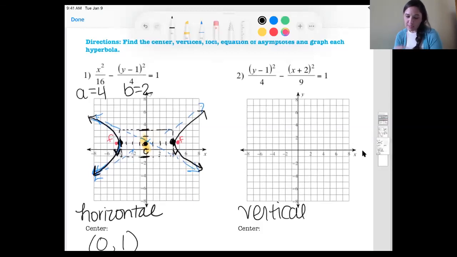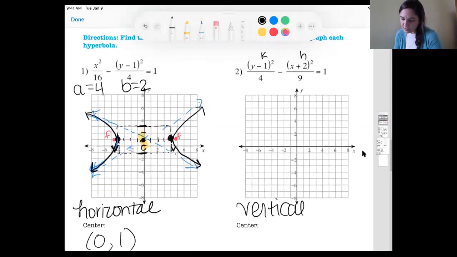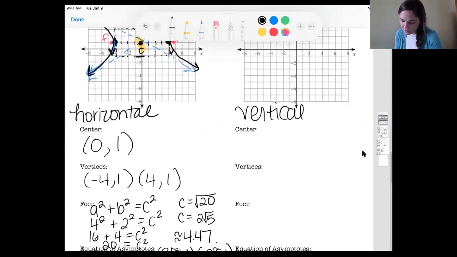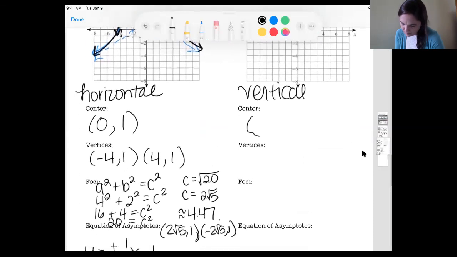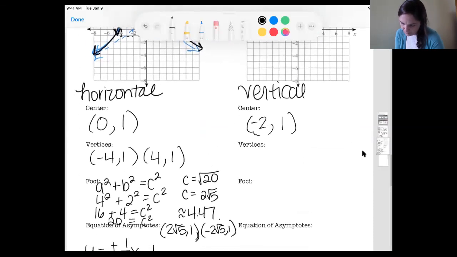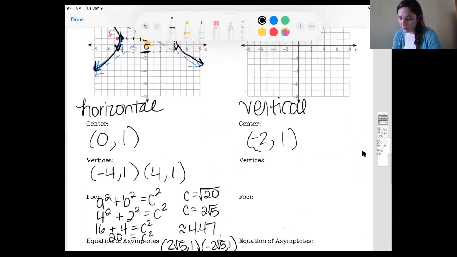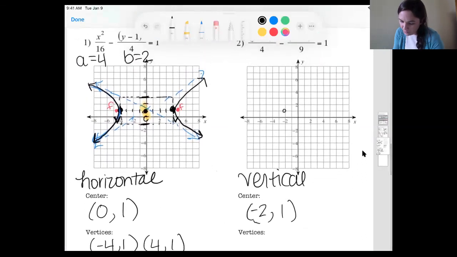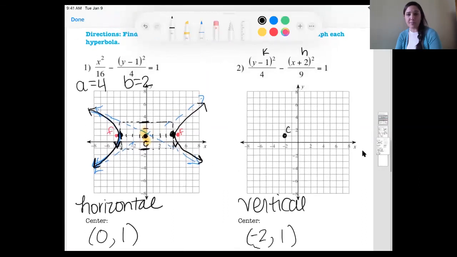All right, next thing I do, I look at my equation and I look for my center. So my center, I can see it clear as day, h and k in my graph. So remember, this is k, this is h. So my center is at -2, +1. All right, so I'm going to graph it here, -2, 1. There's my center.